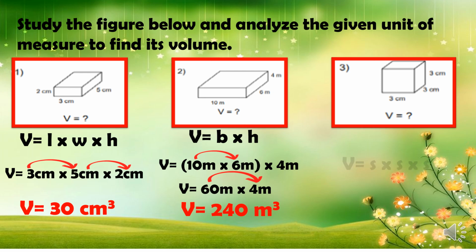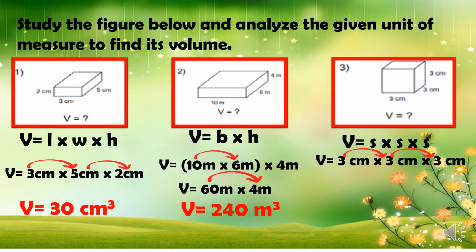And for figure number 3, this is a cube, so that means we will be using the formula V equals S times S times S. And when we substitute, since the side of the cube is 3 centimeters, we will be using 3 centimeters for each side. So we have 3 centimeters times 3 centimeters times 3 centimeters. And that will give us V equals 27 cubic centimeters.